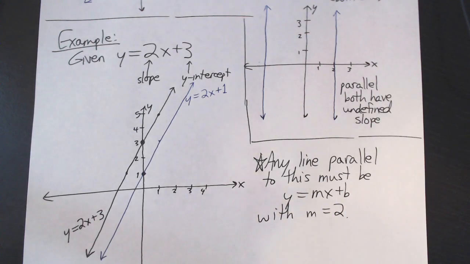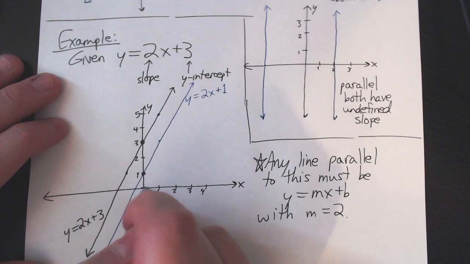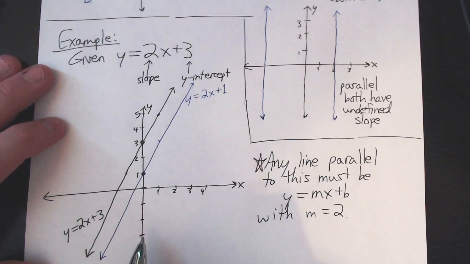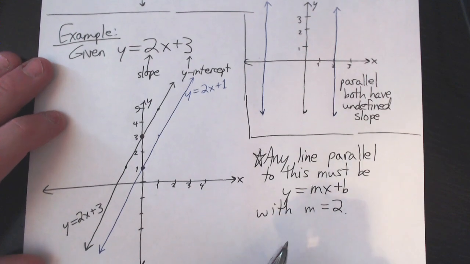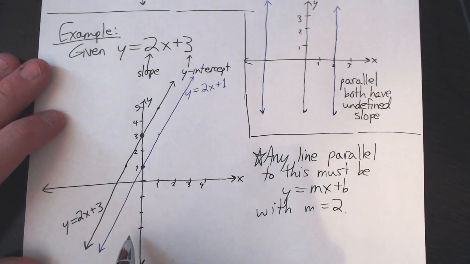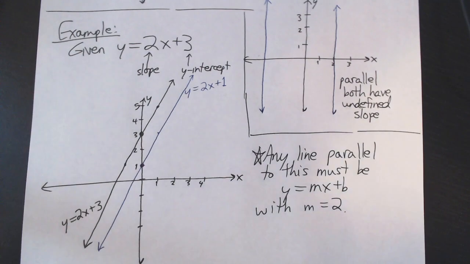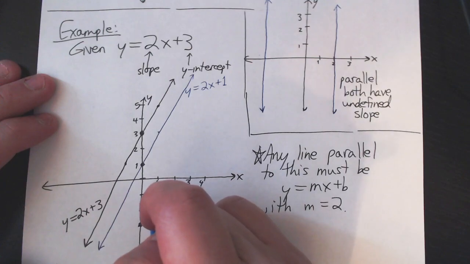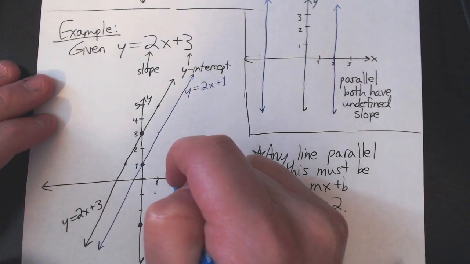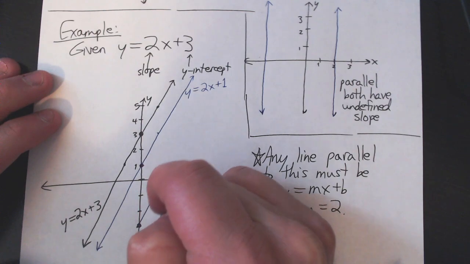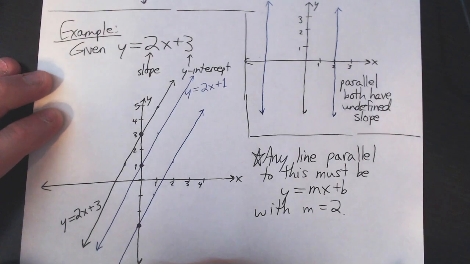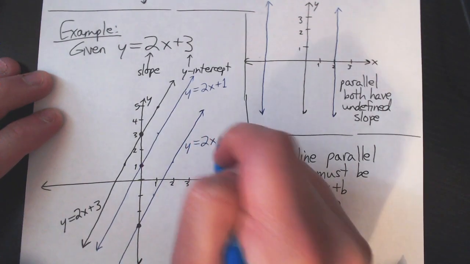B could also be negative. Let's draw one more on this picture. How about we go with, what if b is negative 3? So y equals 2x minus 3. That would cross down here at minus 3. It would have a slope of 2, so it would go through this point and this point. That's my y equals 2x minus 3.